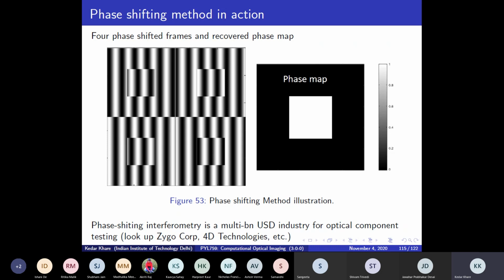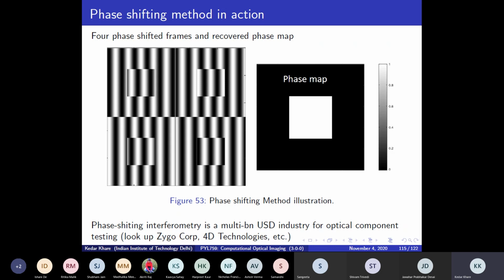And so there are many companies globally which only work on this phase shifting interferometry and try to give you very good phase maps of the optics that is being manufactured.